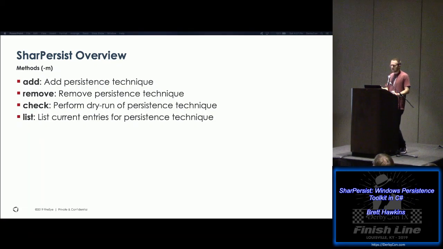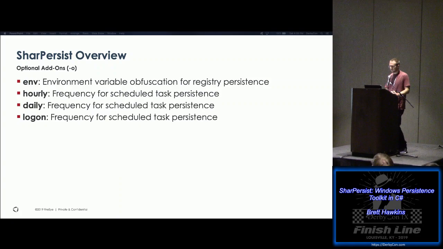And then there's a list method, which lists current entries for a persistence technique. So for example, if you want to list current entries in the HKCU run key, you can do that with the list method. And then the optional add-ons apply to just a few techniques, and you're going to see the first one in the demo. There's ENV, that's for environment variable obfuscation for registry persistence. Rather than having your commands and arguments stored in the registry value, it's actually going to be an environment variable. And then the other 3, hourly, daily, and logon, are for specifying your frequency for the scheduled task persistence.